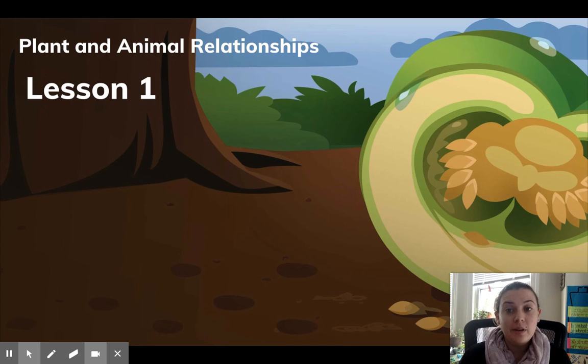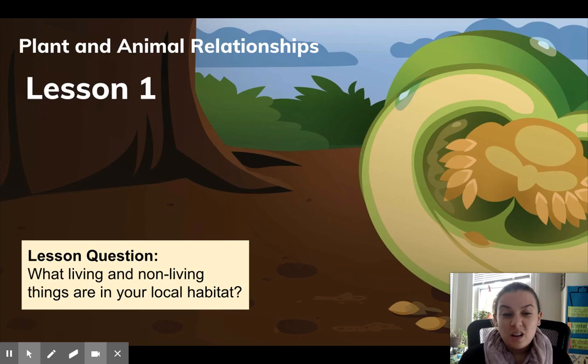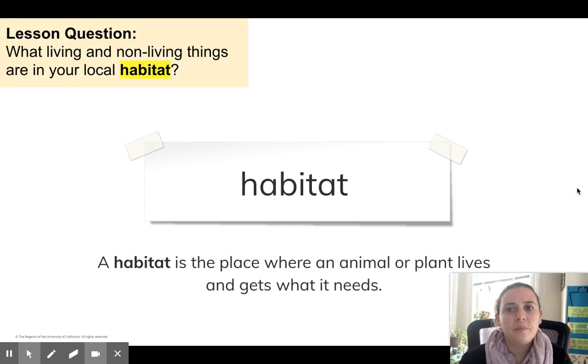It is brand new, and it's all about plant and animal relationships. We are going to be working on this all together throughout the fall, and I can't wait to be a scientist with you. We're going to be reading and thinking about the question and then answering the question of what living and non-living things are in your local habitat. There's a lot of new words and information in that question, so let's talk about what that means.